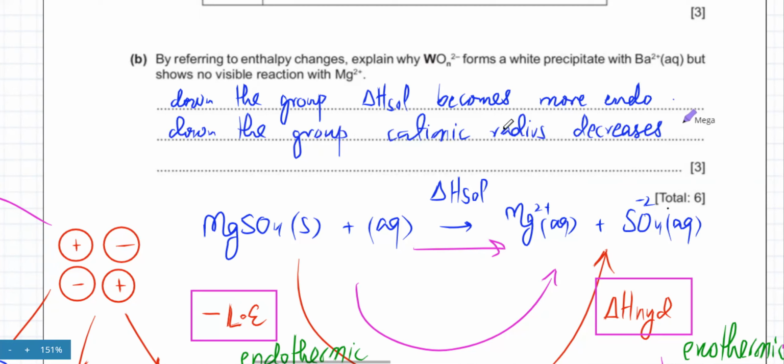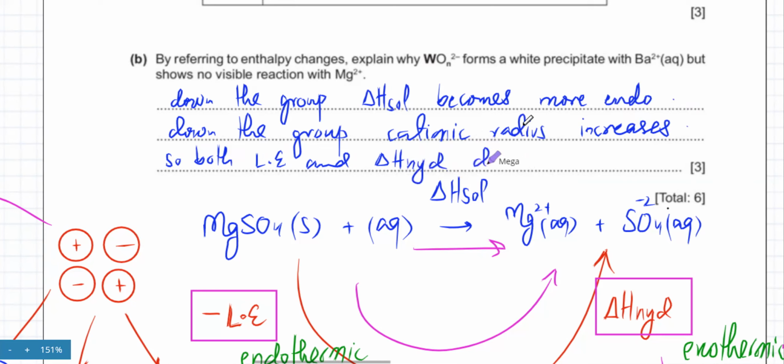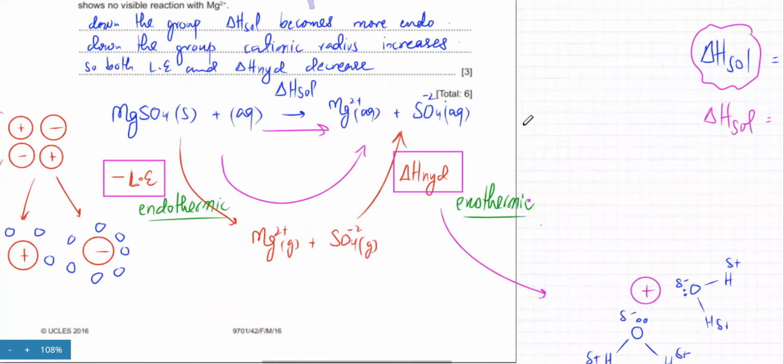So down the group, the cationic radius increases. The ions become bigger. That means both lattice energy and enthalpy of hydration decrease. Both of them decrease. BaSO4 would be a weaker lattice, it's a bigger ion, and it's not going to attract water molecules that strongly, so the enthalpy of hydration would be lesser as well. Sakib, is this clear? Both are decreasing.